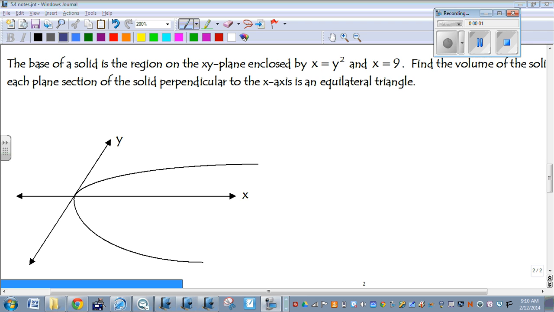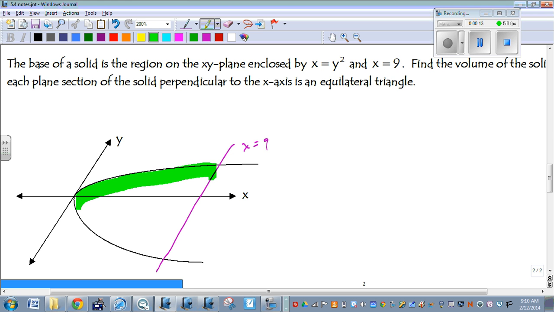Let's take a look at number 2. Here, same base for the solid. We've got the sideways parabola, and x equals 9. So the same region for our base as we did in problem 1. And the cross sections are still perpendicular to the x-axis, but this time the cross sections are equilateral triangles.